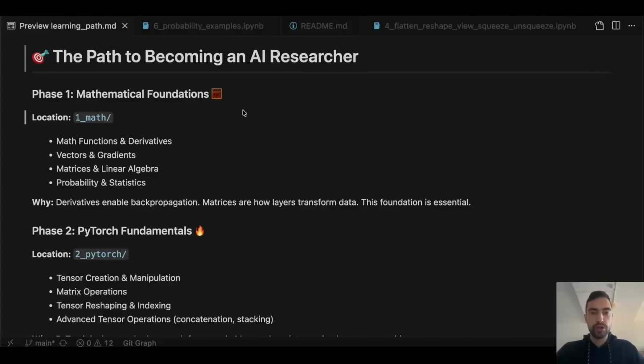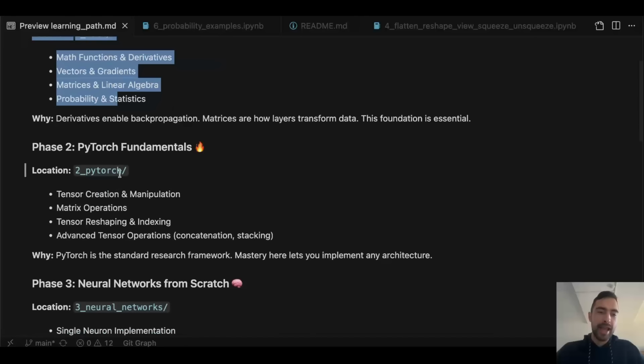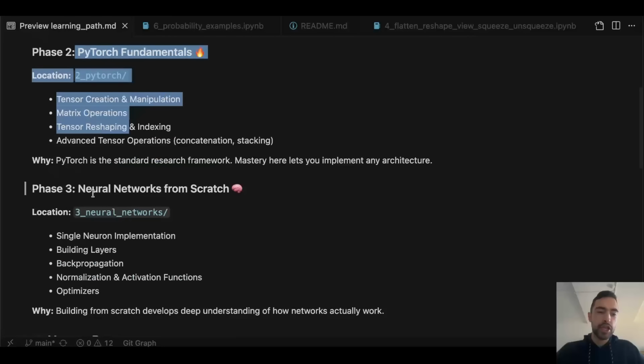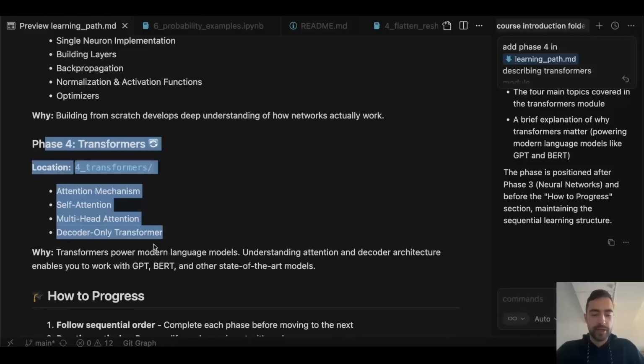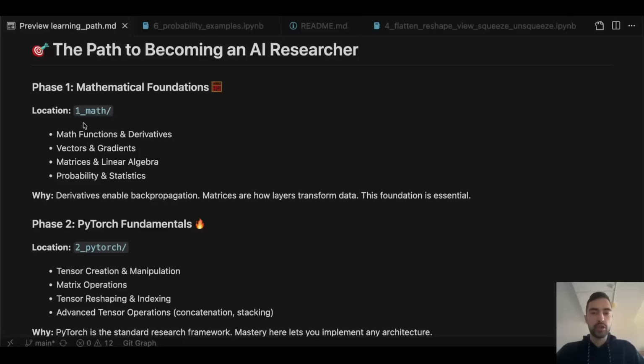Welcome to the full course of Becoming AI Researcher. I will guide you step by step through mathematics and then PyTorch fundamentals, neural networks, and lastly, transformers. After finishing this course, you will have all of the fundamental knowledge necessary to start doing your own AI research, to start understanding others' AI research and publishing your own papers.